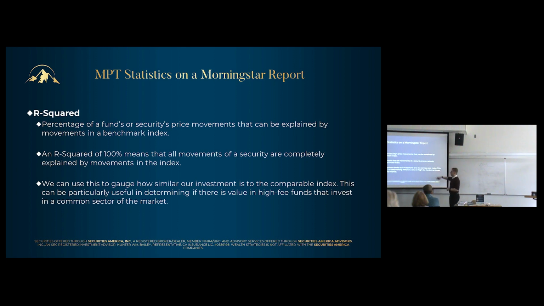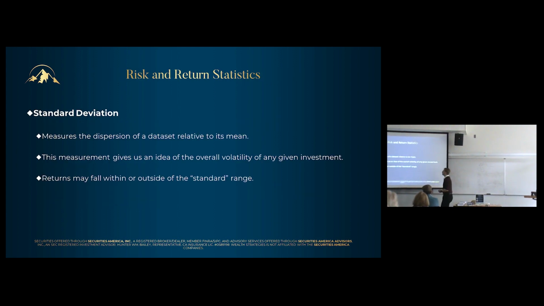So again, an R squared of 100% means that all movements of a security are completely explained by movements in the index. And we can use this to gauge how similar our investments are to the comparable index or the S&P. So if you've got a portfolio, your R squared is like 90 and above, you can be pretty certain that when the S&P moves in a certain direction, you're going to move pretty much in the same direction. And then if your beta is higher or lower, that shows you the magnitude of which will be moving.